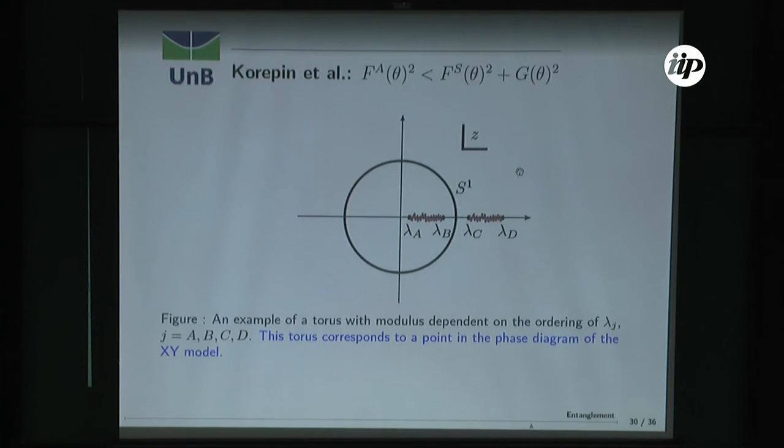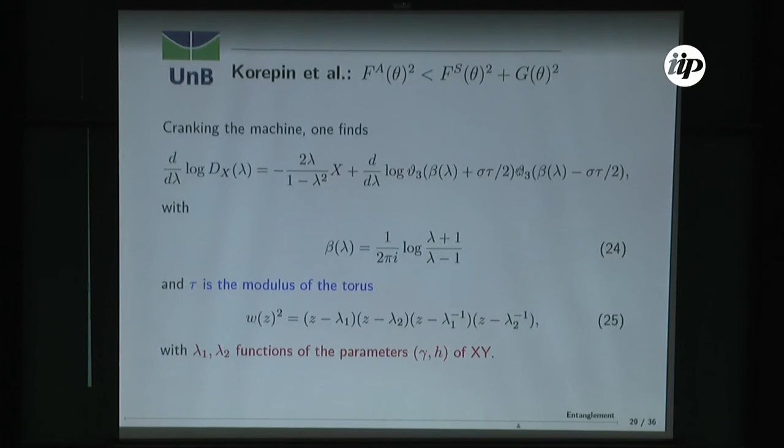What's a beautiful thing here is that if I start to change the location of these singularities, I start to change the modulus of the torus. I change the torus. And this corresponds to changing my point in my phase space. In that phase space, in the case of the XY model, it was defined by gamma and h, the anisotropy and the field. So I change gamma and h, and I change the locations of these singularities. And then I change what is the algebraic curve that I have. Since this is a torus and elliptic function, it's natural to parameterize my problem in terms of theta functions.